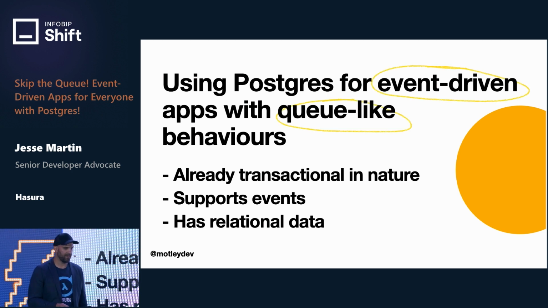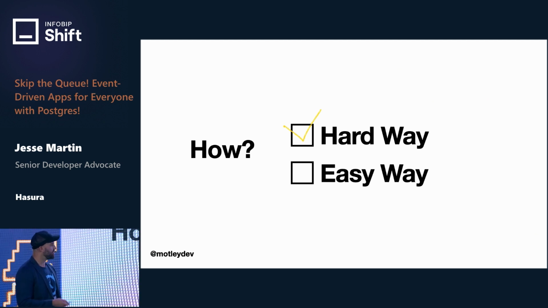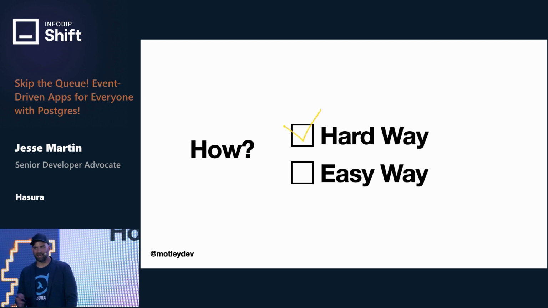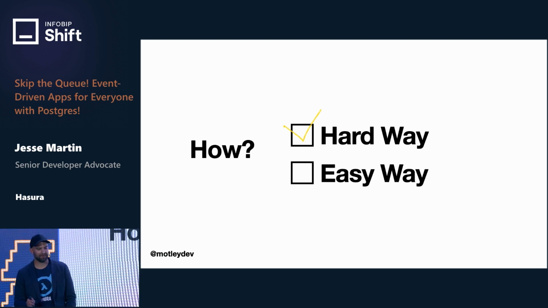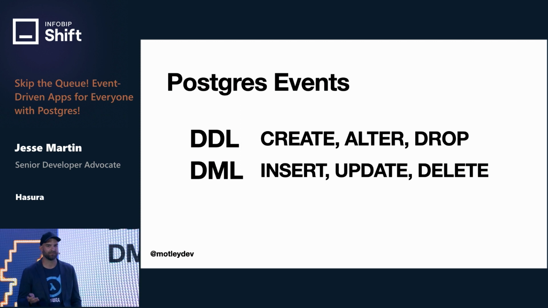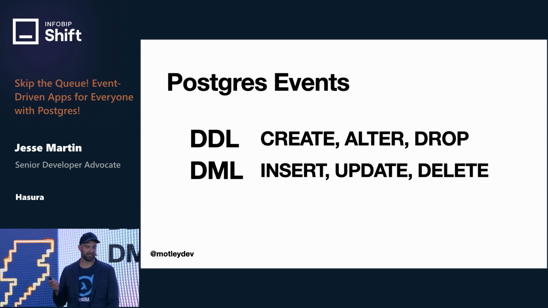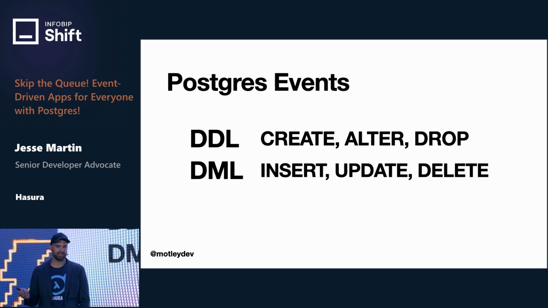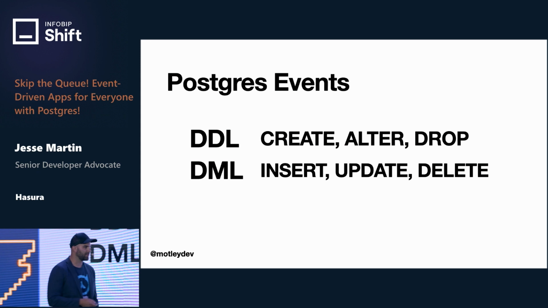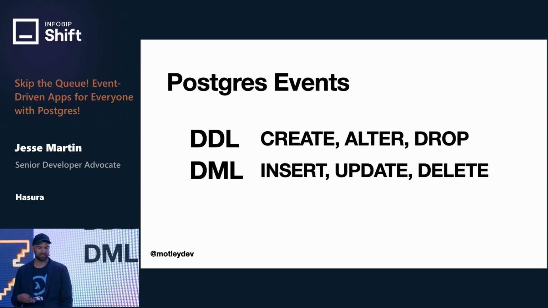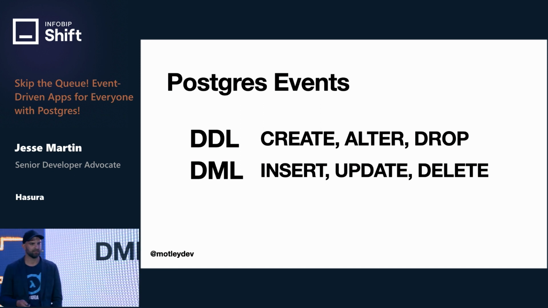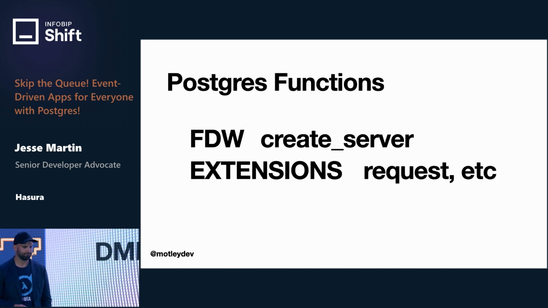So, event-driven and queue-like. So how do you do this in Postgres? We're going to go into some slightly more technical pieces here. Bear with me. We're not going to go into full SQL land, but essentially it works this way. Postgres supports two different kinds of events. There's data definition language events, like create, alter, drop. There's DML, data manipulation events, so inserts, updates, deletes. You can tap into any of these events in Postgres and do something with them.